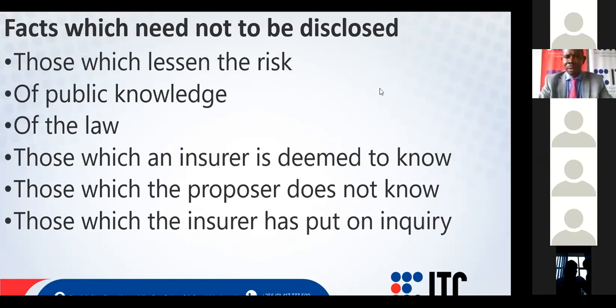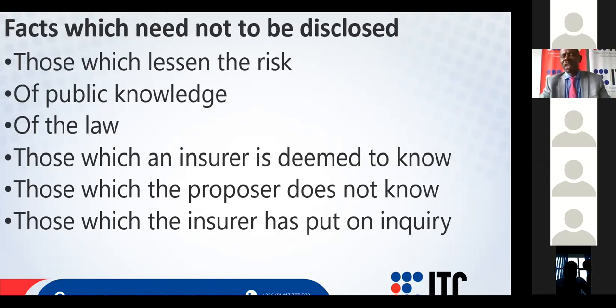Then the fourth point: those which an insurer is deemed to know. Some facts we know as they relate to the public. If you disclose to me that my business is being a taxi driver, I know exactly how taxis operate. If I tell you I'm a public servant, you assume that you know who this public servant is.